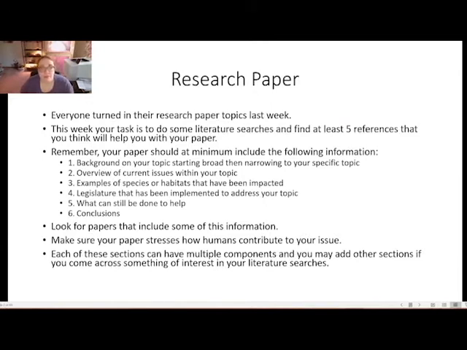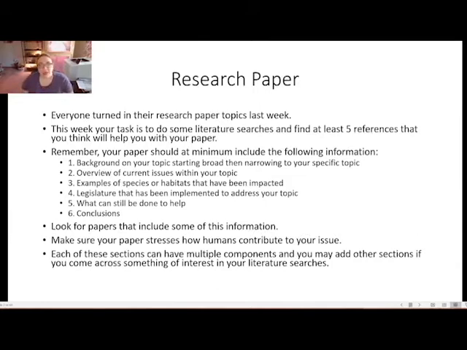You want to come up with some things that can still be done to help. So this can be something you found in an article, or it could even be something that maybe you came up with on your own. And then you want to draw some conclusions. So you want to kind of wrap it all up. So look for papers that include some of that information. That's going to help you.